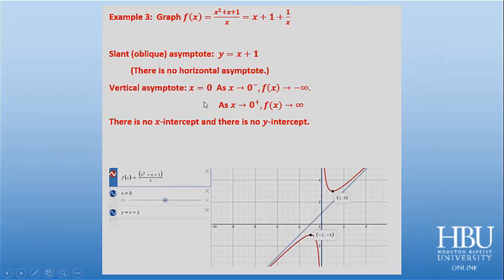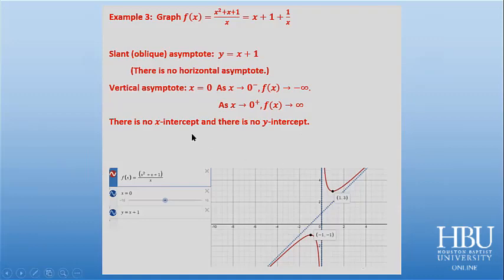There is a vertical asymptote at the 0 of the denominator. So x equals 0 is going to be my vertical asymptote. That's the same thing as the y-axis. As x approaches 0 from the left, the function approaches minus infinity. As x approaches 0 from the right, the function approaches infinity. So as x gets closer to 0 from the left, the function is going toward minus infinity. As x approaches 0 from the right, the function is going toward infinity.